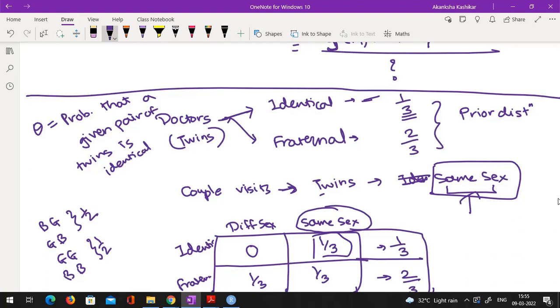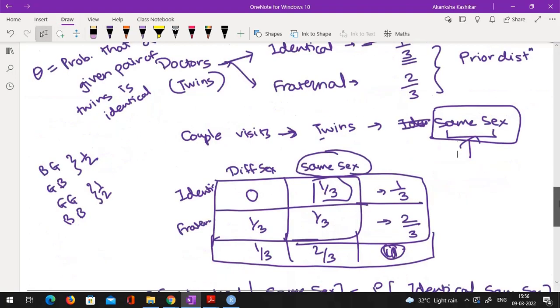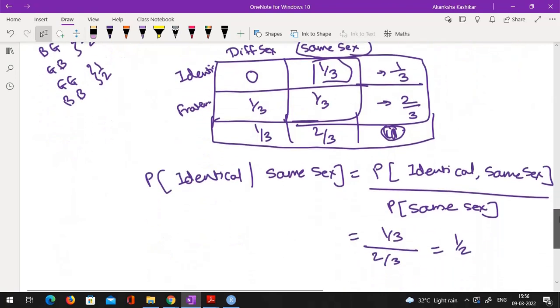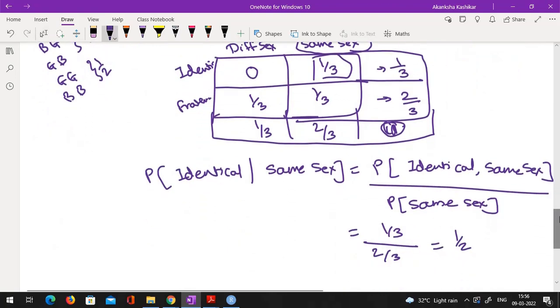This is exactly what Bayesian thinking philosophy is. You have some prior assumptions, a prior probability distribution coming from your domain knowledge or prior knowledge. However, in the light of new data, you can use that prior distribution in combination with current data to get an updated distribution, which is known as the posterior distribution. And how did I compute this probability of same sex? It was the addition of these two cells.